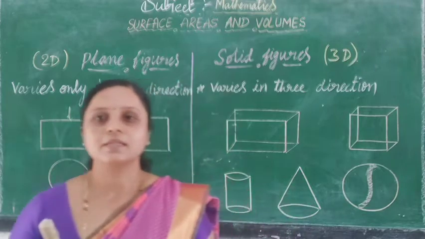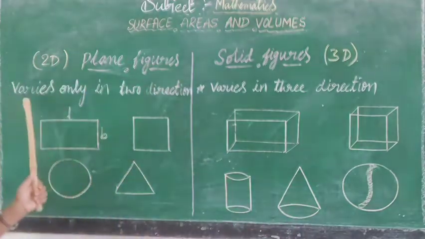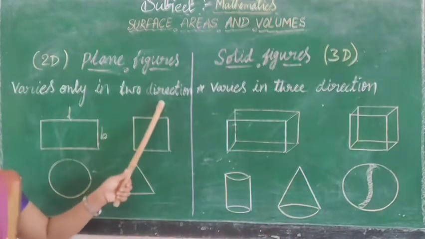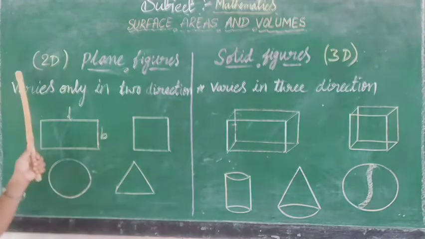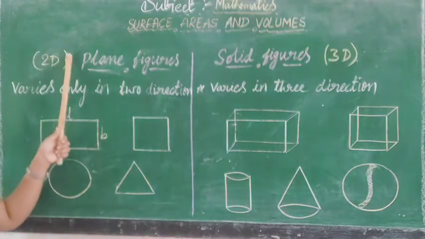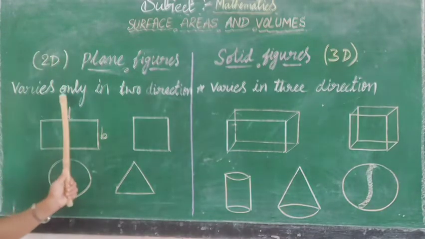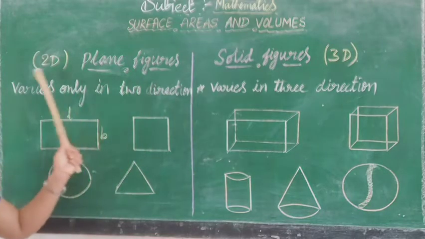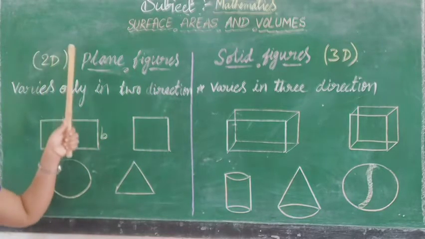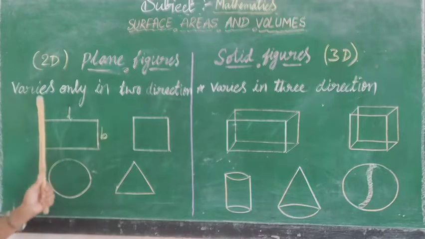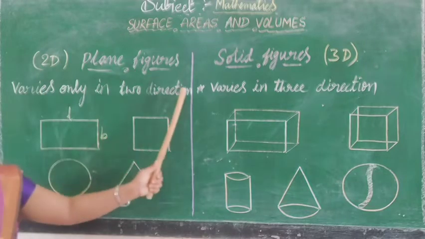Plane figures vary only in two directions. So it is nothing but 2D figures. In other words, it is called 2D figures. That is called plane figures.